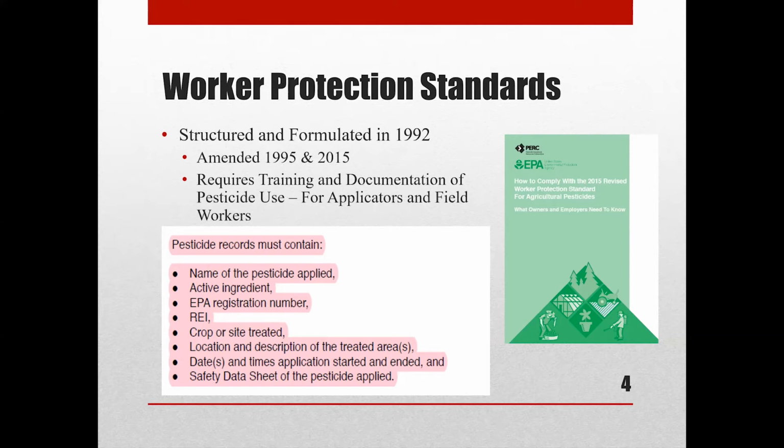This documentation includes the name of the pesticide applied, the active ingredient associated with that product, an EPA registration number, and an REI, which stands for Restricted Entry Interval. A restricted entry interval is the amount of time that must pass between the end of a product application and when a user can safely re-enter a field without the risk of pesticide exposure.